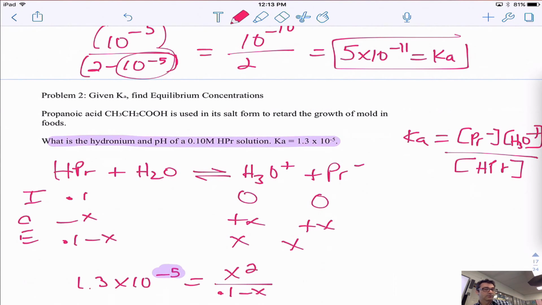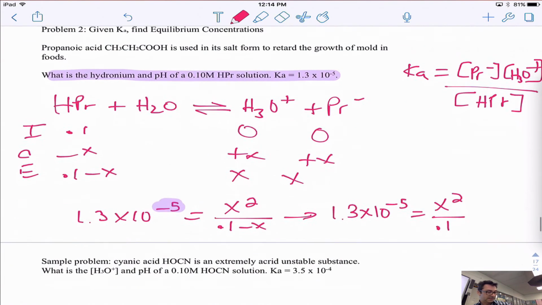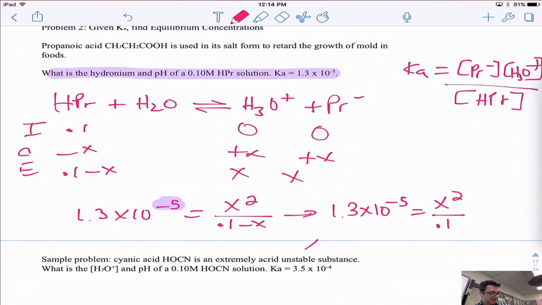So what can I do? Well, I can ignore that. So I can have 1.3 times 10 to the negative fifth equals x squared over 0.1. If I solve for x, I'm going to have x equals the square root of 1.3 times 10 to the negative sixth. If I do 1.3 e negative 6, and then I do the square root of that, I get that x is equal to 0.00114.